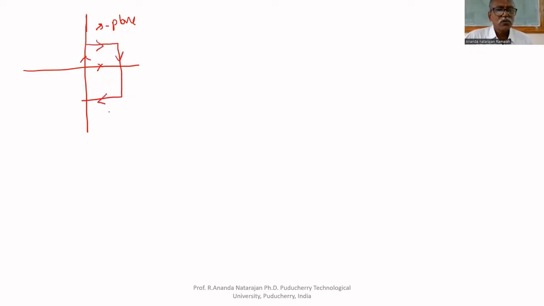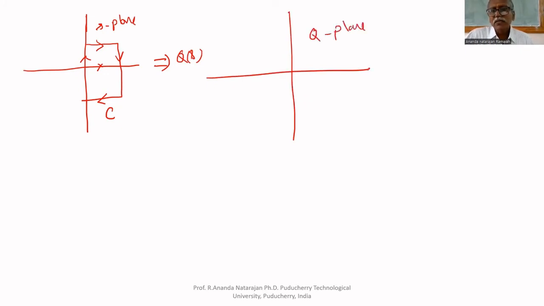This is enclosed by a contour C. If you do the mapping on Q of S, you will get a mapping in the Q plane. This axis is called the real part of Q, and this axis is called the imaginary part of Q. Don't put sigma and j omega here; only in the S plane it is sigma and j omega. In the Q plane, the x-axis is the real part of Q and the y-axis is the imaginary part of Q.